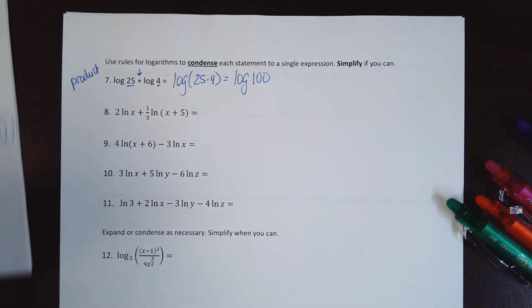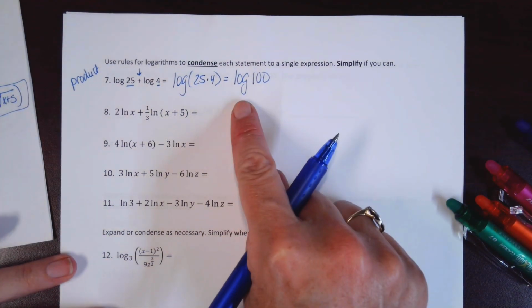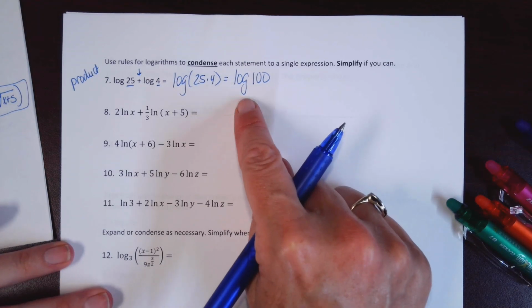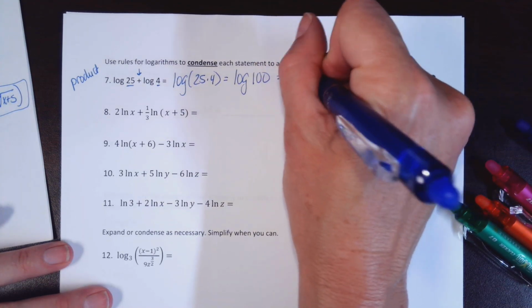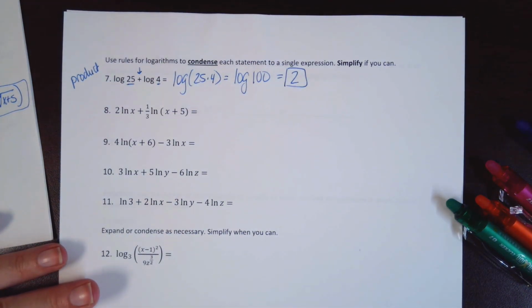Well, what's my base there? The base isn't written. It's just log. So the base is 10. And I'm asking the question, what is the exponent of 10 that gives me 100? Well, 10 squared gives me 100.